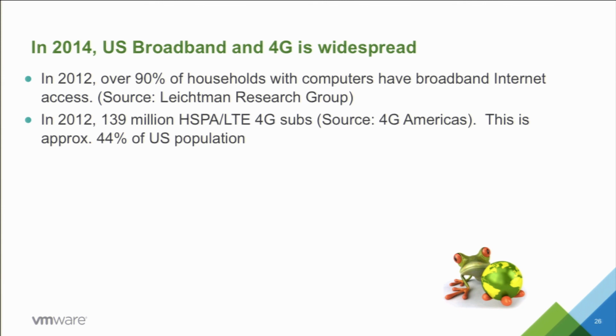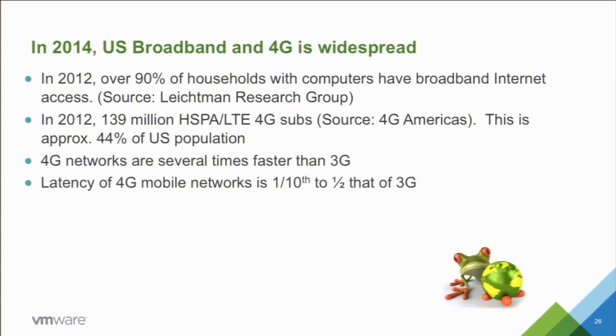And in 2012, there's 139 million US subscribers that have HSPA, LTE, 4G of some type. Could be LTE, could just be regular 4G. So this is roughly 44% of the American population that has a fourth generation network. Now you guys, I know, in the Nordic area have far better broadband and mobile networks than we do, but we're getting there. 4G networks are several times faster than 3G, first of all.